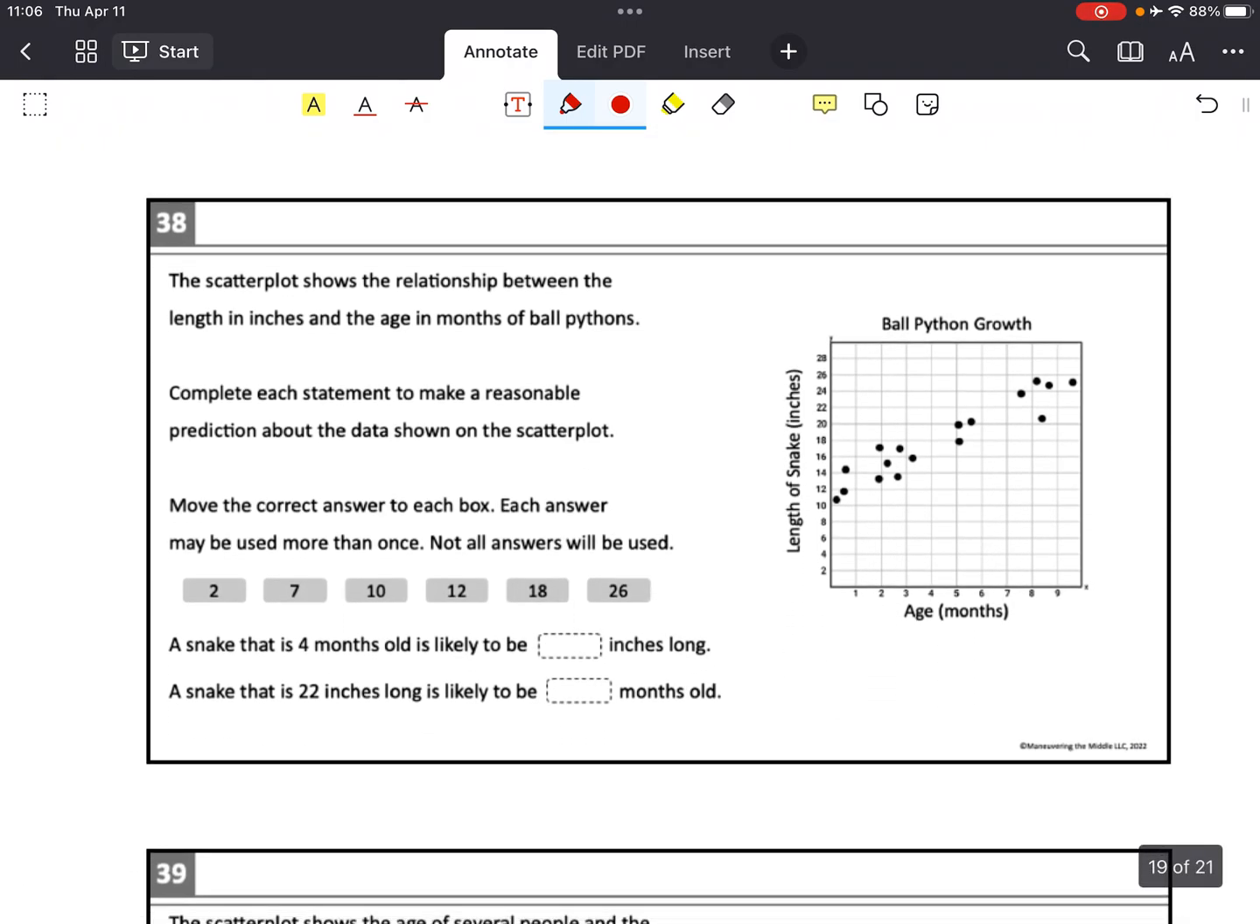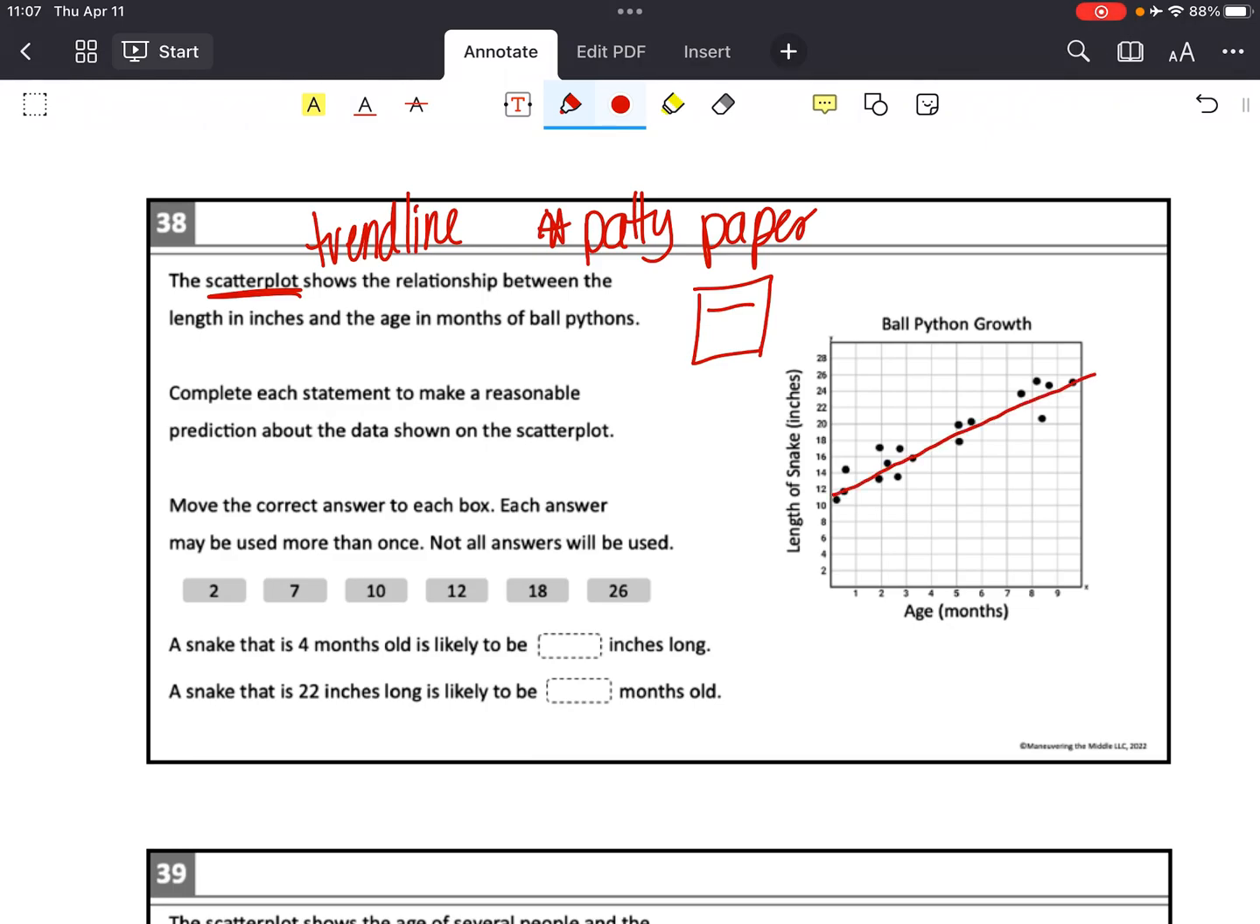Question 38 is about a scatter plot, and the scatter plot shows the relationship between the length in inches and the age in months of ball pythons. Complete each statement to make a reasonable prediction. So with these scatter plots, we want to make what is called a trend line. A trend line is in the middle of all the dots, and you would use your patty paper. So go ahead and write your little hint to yourself, patty paper. On your patty paper, you would draw a straight line and then use that straight line to make a trend line in the middle of all of these dots.